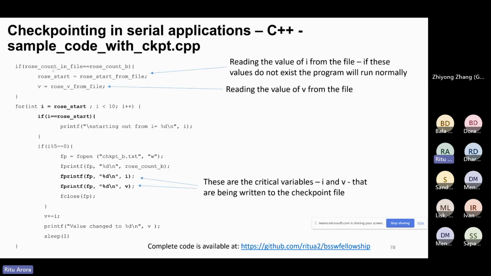So these are the types of changes that you would need to make in your code. In summary, I would say the maximum effort would go into identifying the critical variables whose state needs to be saved for your application in order to implement application level checkpointing in your code.